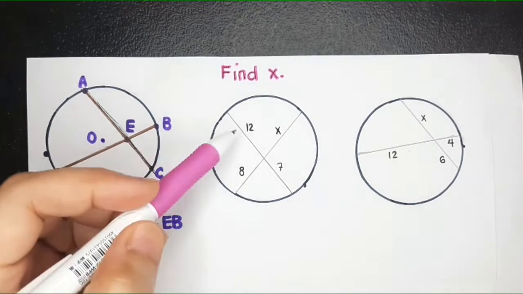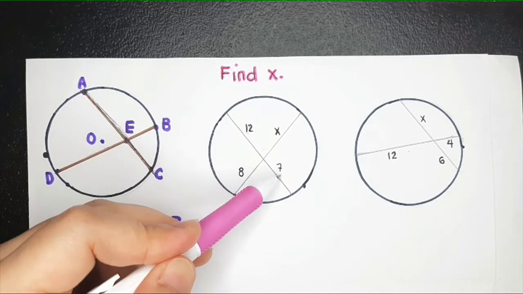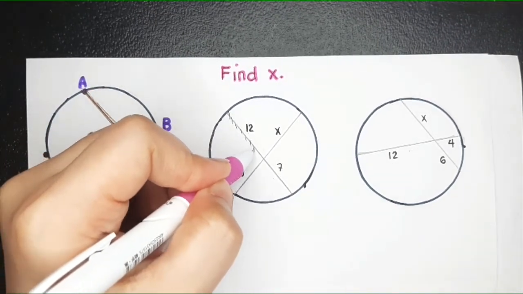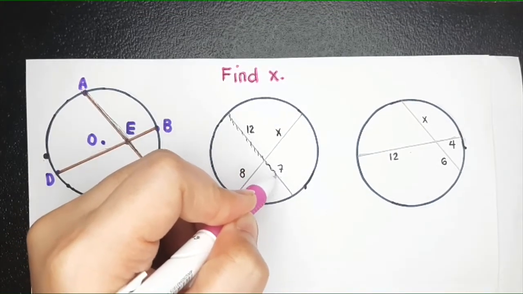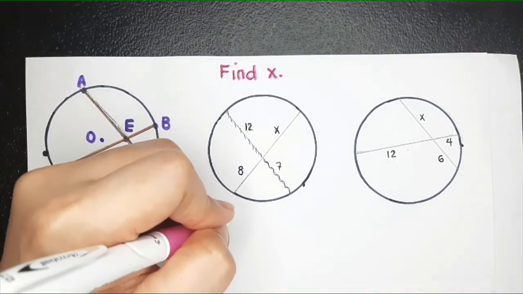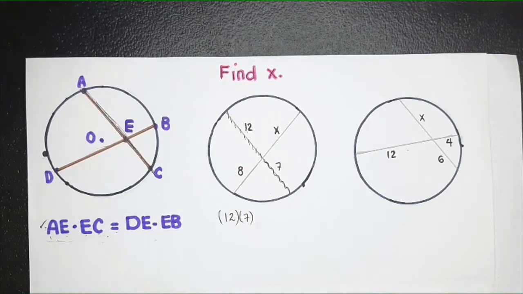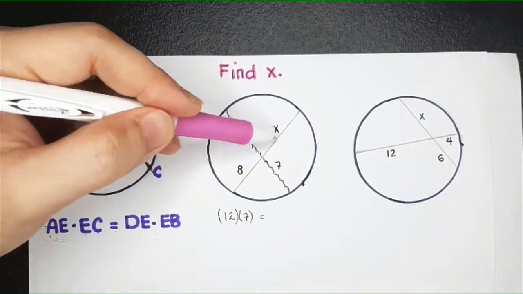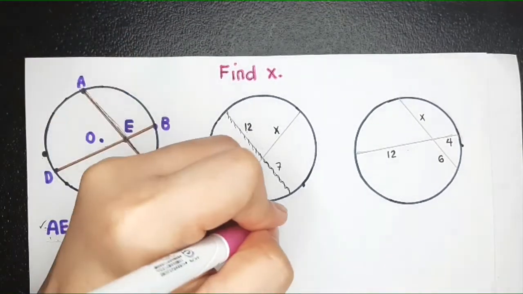So, all you have to do is, di ba, you have two chords here. For example, ito, 12 times 7. Kasi, ang length nito, 12. Tapos, ang length naman nitong isang smaller line segment, 7. So, you just multiply 12 times 7. Equals, you move to the other chord. Pag multiplyin mo lang din yung lengths nila, which is 8 times x.